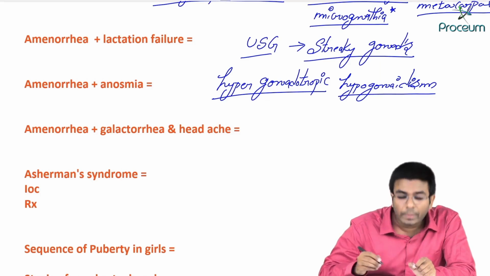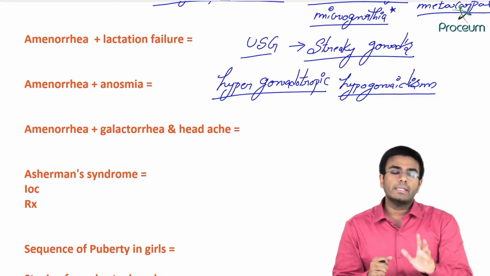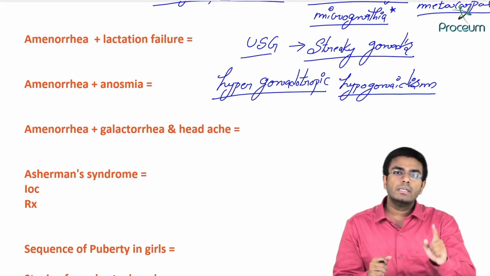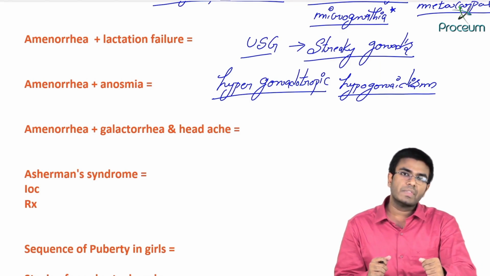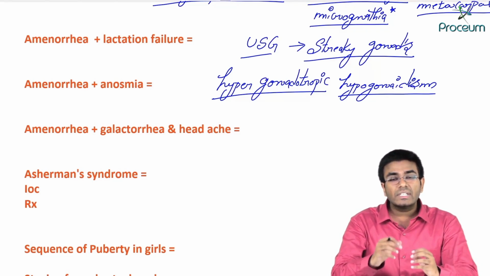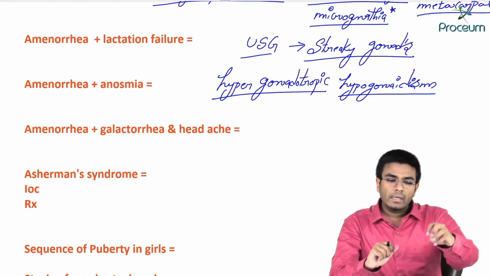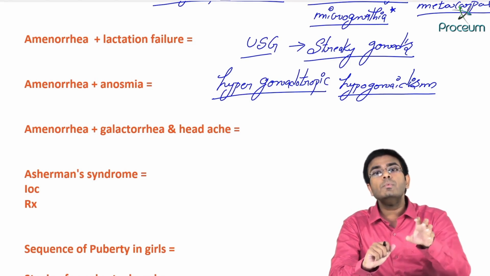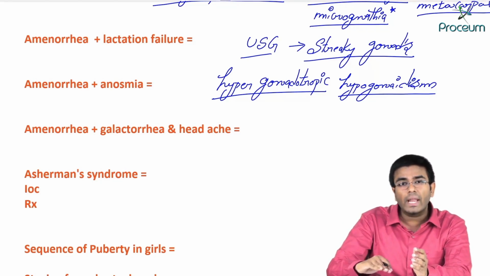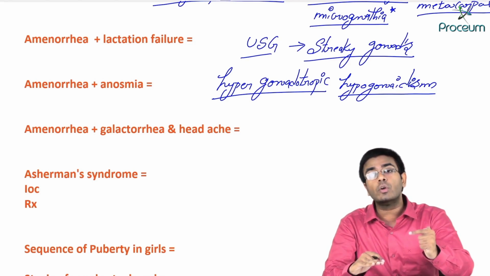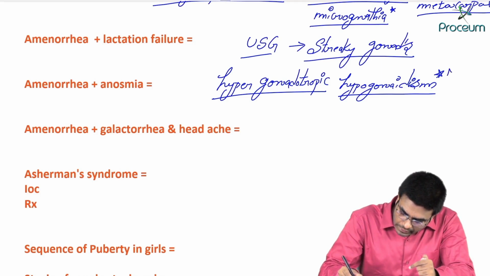Why is it hypergonadotropic? Hypergonadotropic means her pituitary and hypothalamus are both functioning normally. So they are producing GnRH, FSH and LH, not in normal numbers but in very high amounts. Why? Because the ovaries are not properly formed, so there is very little estrogen and no negative feedback. So the hypothalamus and pituitary are trying to stimulate, but the problem is at the level of the gonads. So it is hypogonadism, but hypergonadotropic. Gonadotropic hormones are more. This is also a very, very important MCQ.